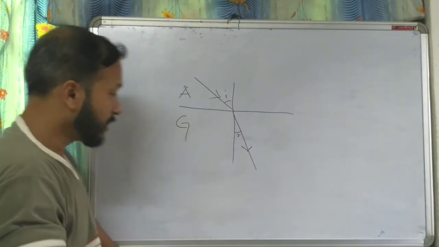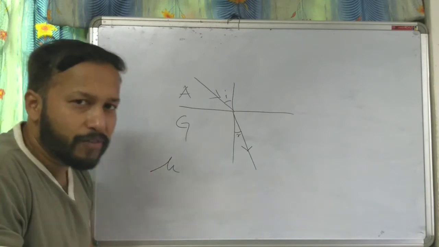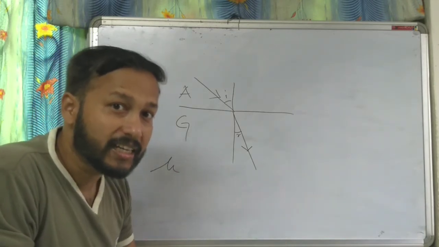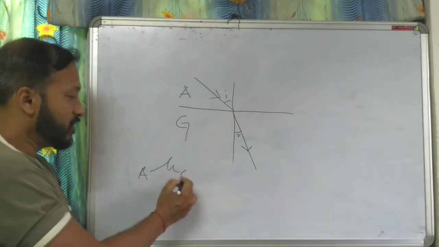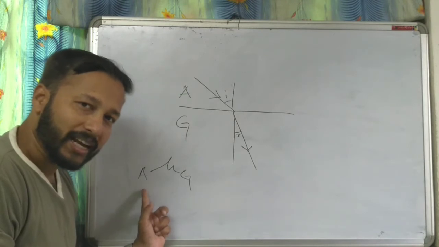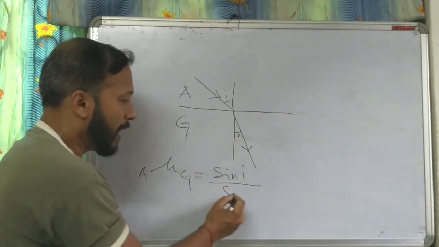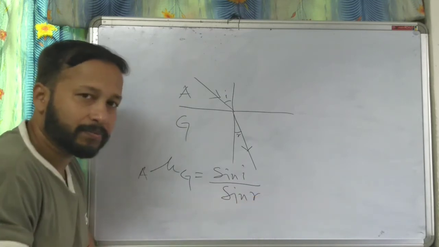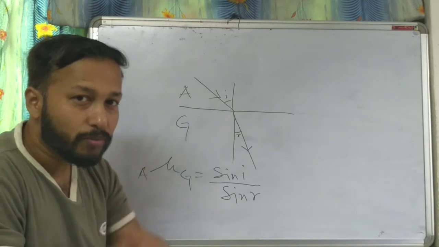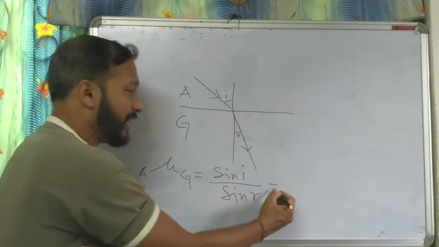And we know that this refractive index, from which medium light is coming? Air. Which medium light is entering? Glass. So we'll write AG. So this is refractive index of glass with respect to air, equal to sine I by sine R. Fine. This is the formula of refractive index. But there is one more formula of refractive index. What is that formula?